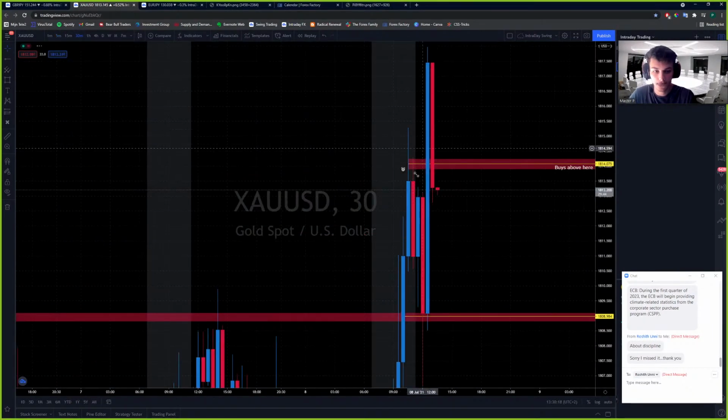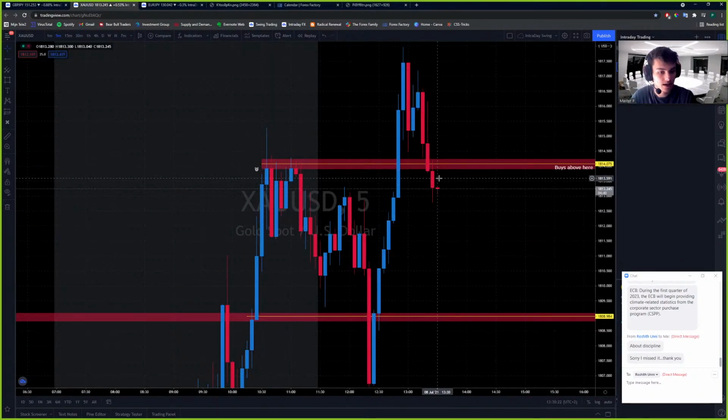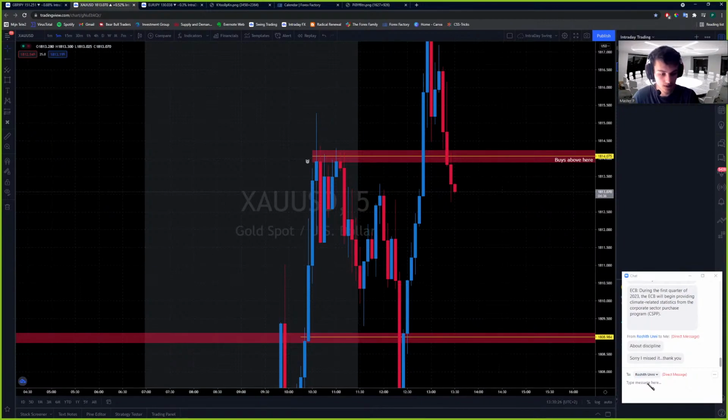So the 30-minute closed below. I think it's closing pretty good. If we can get a nice top wick, that'd be a pretty good opportunity. Let's see what we can make out of this.